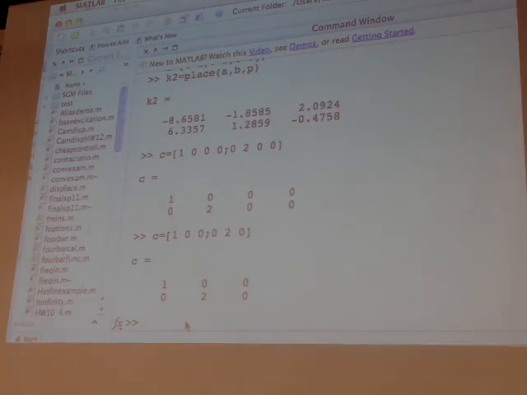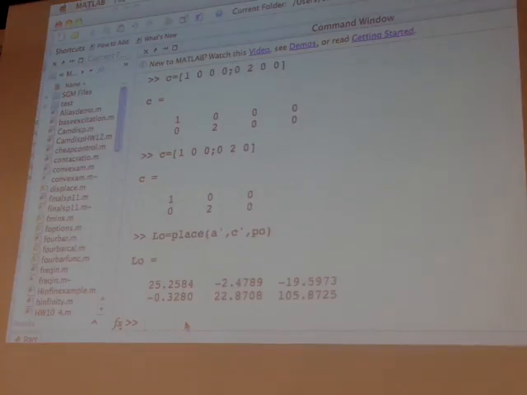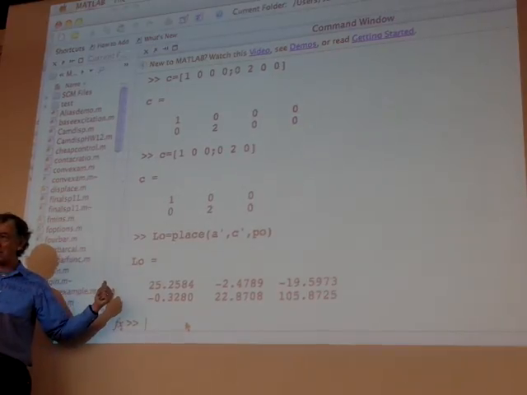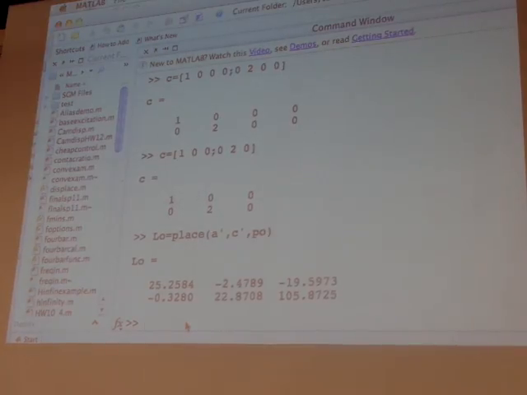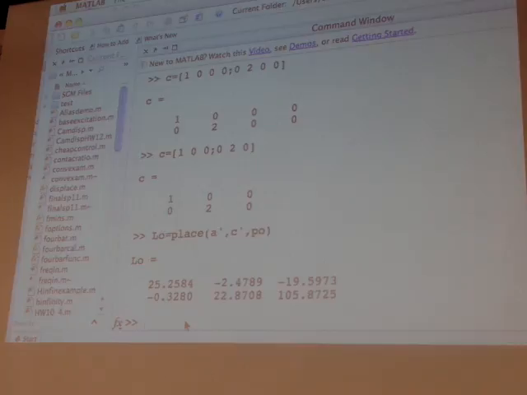So let's find the observer. The observer will be place. Setup is exactly the same. Again, it'll give me 2 of them because I have 2 outputs going into my observer, right? So I need 2 sets of gains for it. All right, so I have 2 inputs, 2 outputs. Handles it just fine, right?